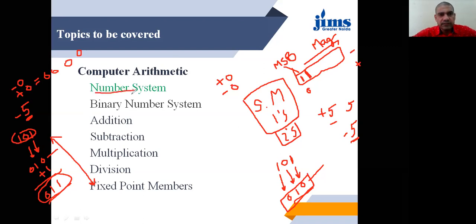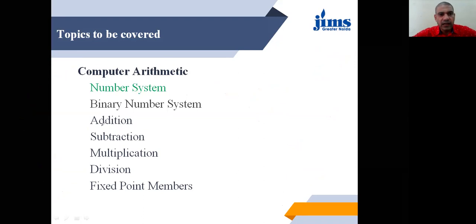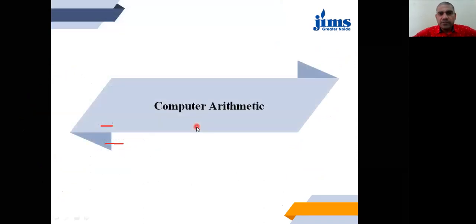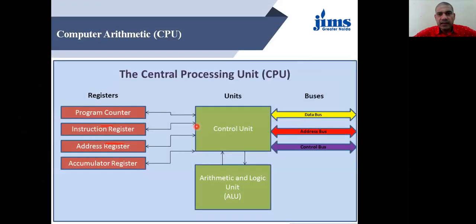After this, we discussed binary number systems. We studied the representations of binary number systems. In today's class, we will discuss addition and subtraction in the binary number system. That is the first two operations of computer arithmetic. So let's start with computer arithmetic's first two operations, addition and subtraction.